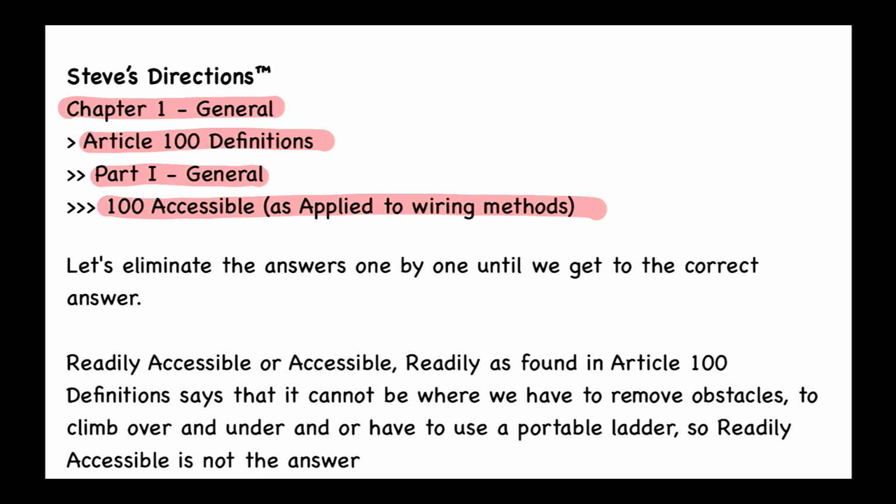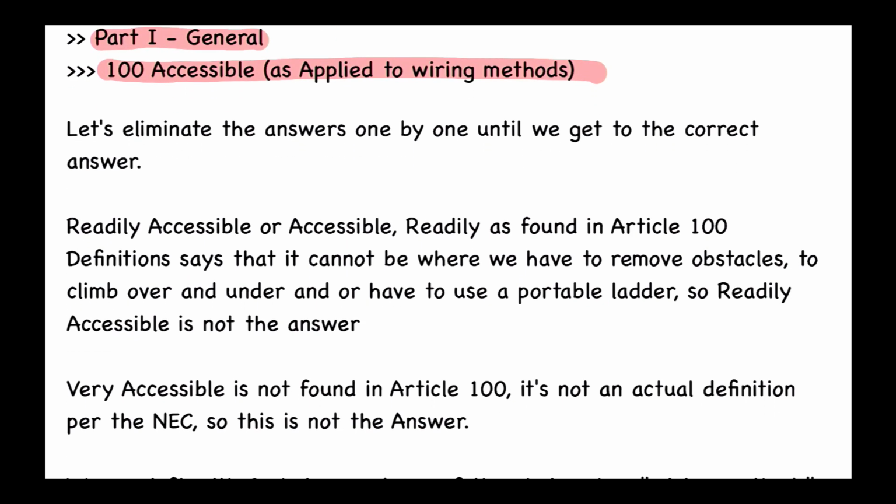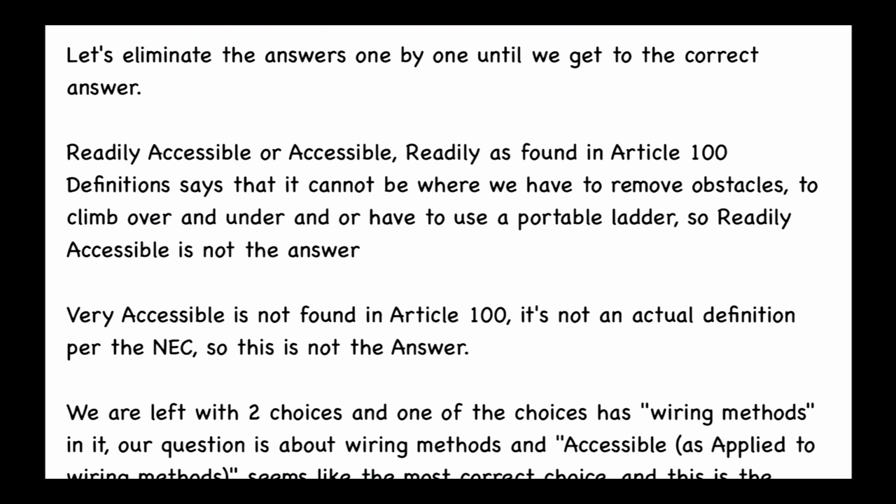So first, let's eliminate the answers one by one until we get to the correct answer. All right, so we have readily accessible or accessible readily is found in Article 100. Definition says it cannot be where we have to remove obstacles, to climb over and under, or have to use a portable ladder. So readily accessible is not the answer. Then we have very accessible is not found in Article 100. It's not an actual definition per the NEC, so this is not the answer.